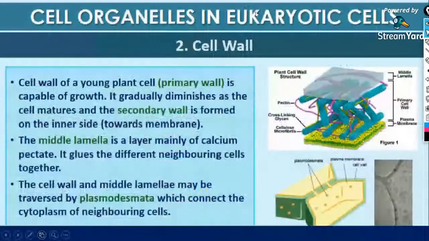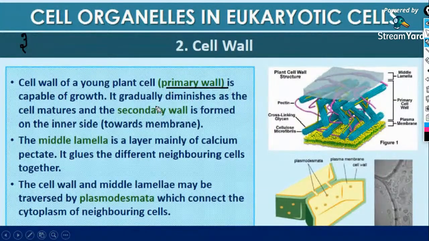So we have discussed that the cell wall in the case of a eukaryotic cell is of three layers: primary cell wall, middle lamella, and secondary cell wall. The primary cell wall is present in young plant cells and gradually diminishes as the cell matures. The middle lamella is mainly composed of calcium pectate and glues the neighboring cells together, holds them together. And the cell wall and middle lamella may be traversed by plasmodesmata, which connect the cytoplasm of neighboring cells.